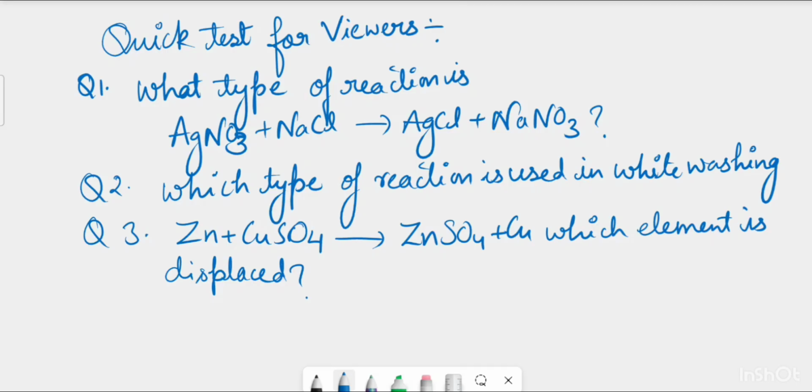Now let's test your understanding. Comment your answers below. The first question is, what type of reaction is AgNO3 plus NaCl to form AgCl plus NaNO3? Number 2, which type of reaction is used in whitewashing? And number 3, Zn plus CuSO4 to form ZnSO4 plus Cu, which element is displaced?